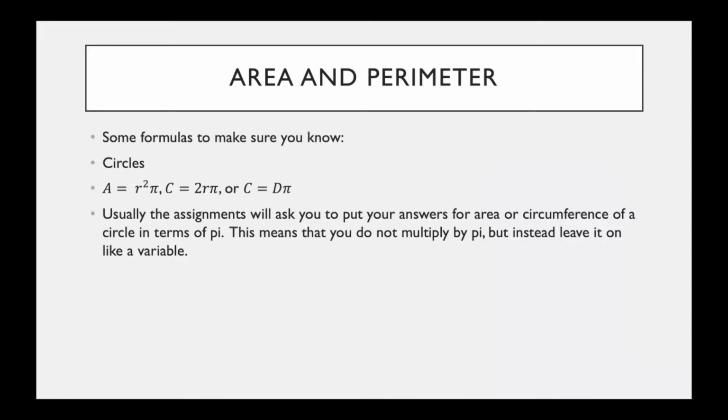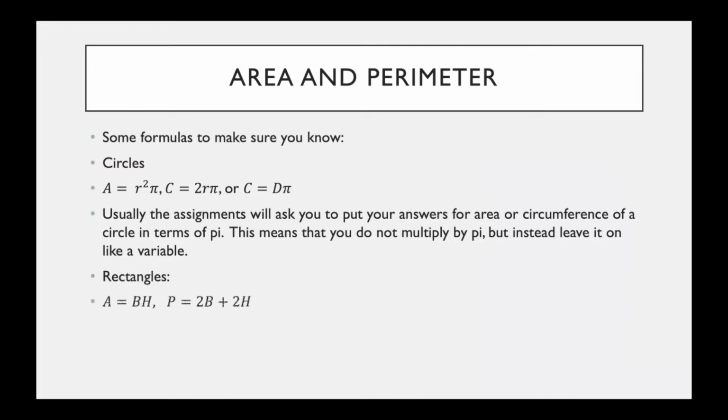So if a circle has a diameter of 16, the circumference of that circle would be 16 times pi, or just 16 pi. If the circle has a radius of 8, the area of that circle would be 8 squared times pi, or 64 pi.